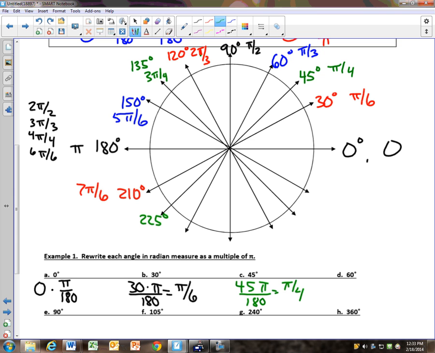225. That's 45 degrees past 180. Or pi over 4 past 4 pi over 4. Which is 9 pi over 4.